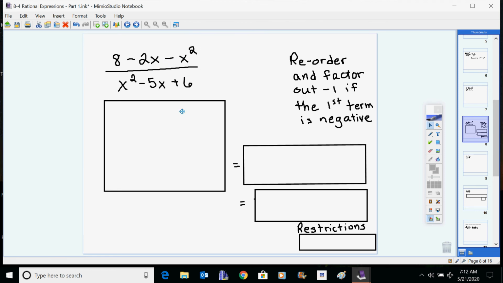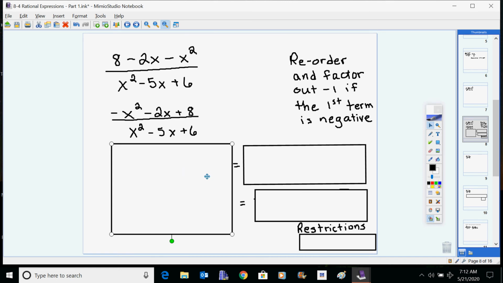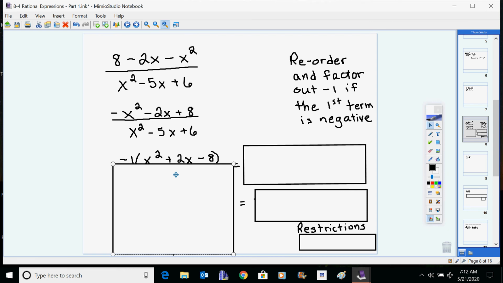And don't forget to bring the sign with it. So this negative is attached to the x. So negative x squared minus 2x plus 8. There's no sign out front here, so that's a plus 8. The other is already in descending order, so you're good. Now, if there's a negative out front, make sure that when you factor out your greatest common factor, because you're always supposed to look for a greatest common factor first, make sure you factor out a negative if there's a negative out there. So for example, this one, we're going to start off by factoring out a negative 1.